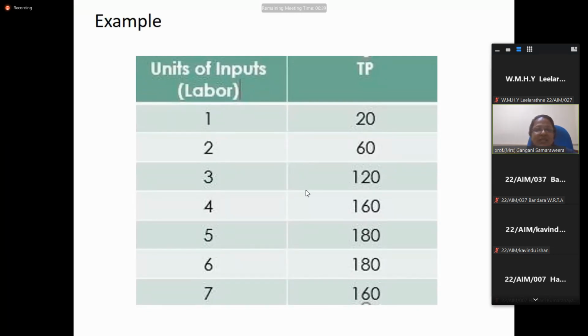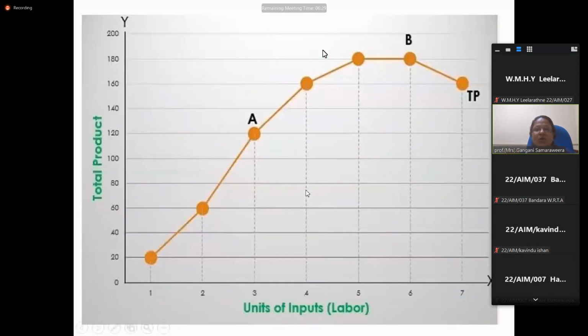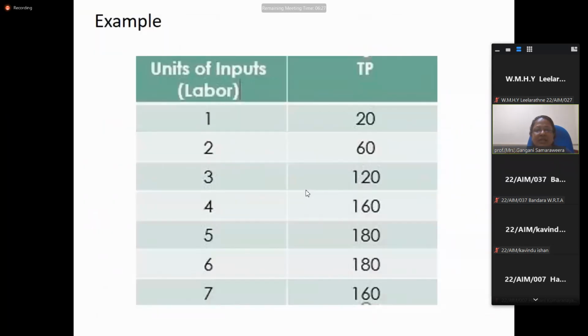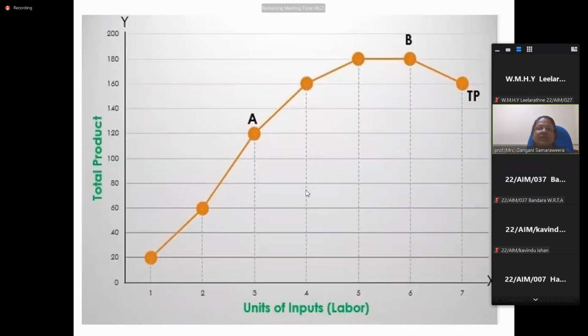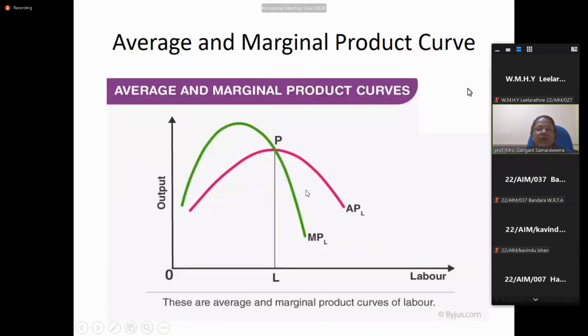Okay, so here is one example I am giving you. Total inputs are given, total product is given. I think now it's easy for you to calculate all values. Let's say I'm just giving values and you draw the diagram. You can identify that total product is gradually increasing at an increasing rate, increasing at a decreasing rate, and then going down. Accordingly, the average and marginal product curves also change if you are given the values.